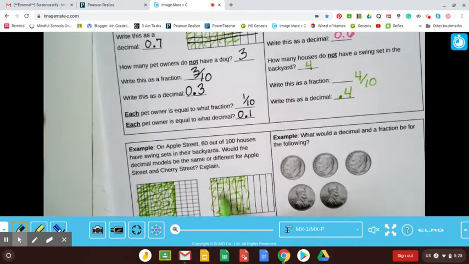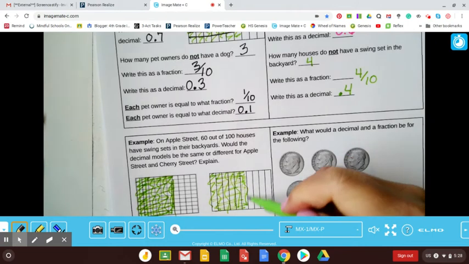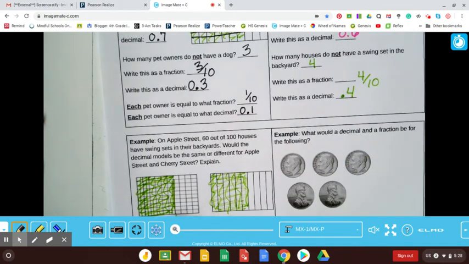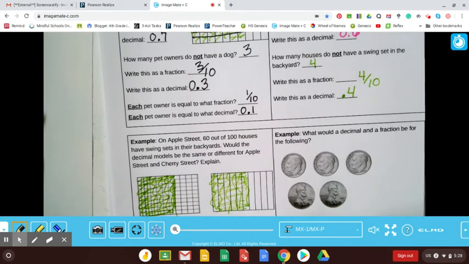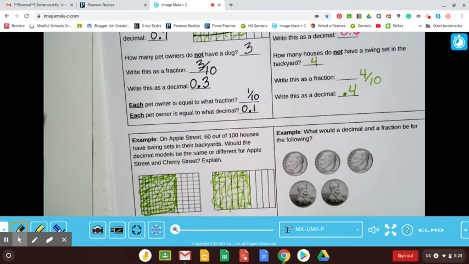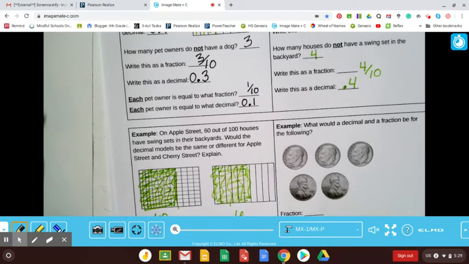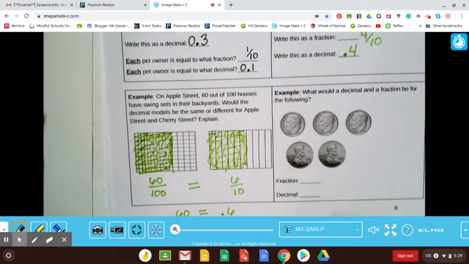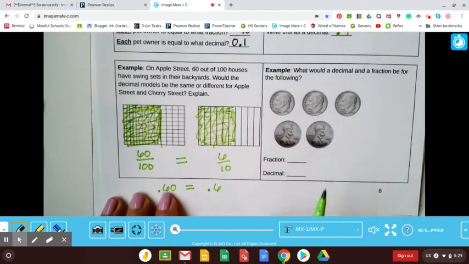And if I stand back and look at those two models, I see that the same amounts are shaded in. So 60/100ths is equivalent to 6/10. Or I could say 60/100ths is equivalent to 6/10. And oh, I'm so sorry you weren't seeing that.